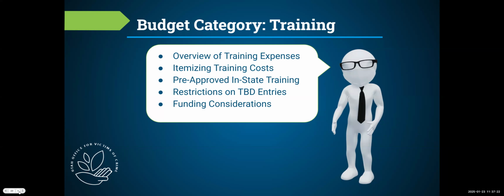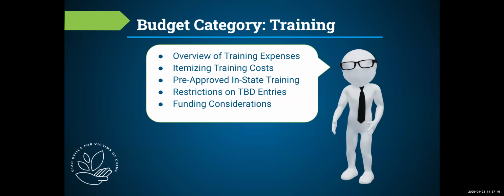If you're attending a pre-approved in-state training listed by UOVC, make sure to note that in your application. The pre-approved list is on our website. If the training you plan to attend is not on the pre-approved list, you'll need to provide additional details, like the training's website or a brochure, and explain how it will enhance victim services and benefit your program.